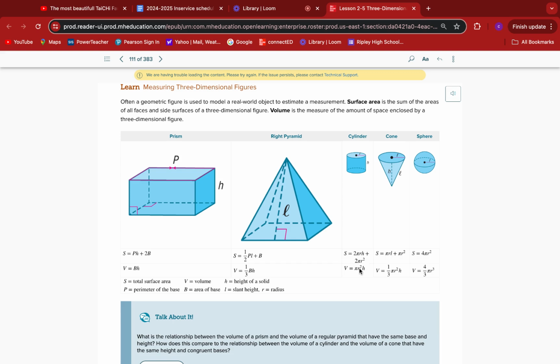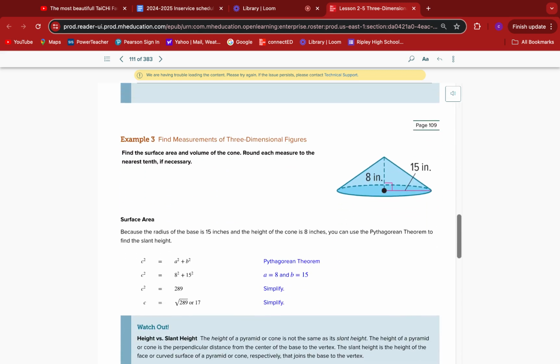And so something to watch out for. Volume is BH for the prism. And it's also BH for the volume over here, but this B is a pi r squared. So please keep that in mind. Some teachers will just have it a B, and some teachers will be a little bit more specific of, hey, this is a prism, so it's a rectangle or something to that sort, triangle, whatever it is, the formula, and then they'll say, okay, well, the circle is pi r squared.